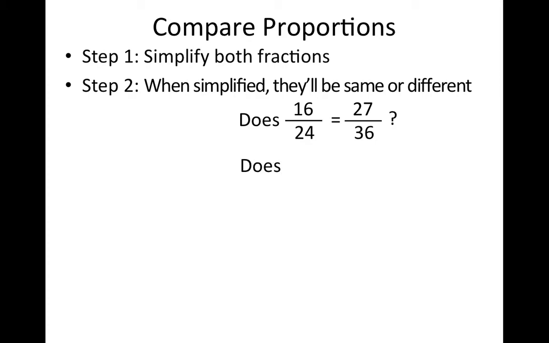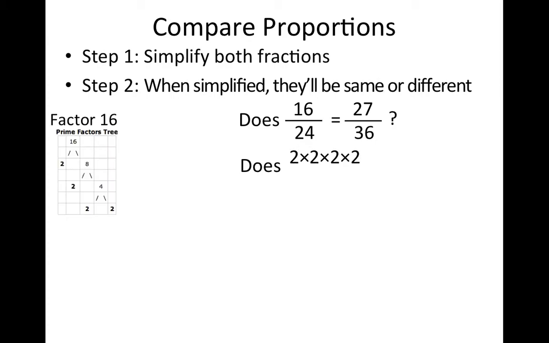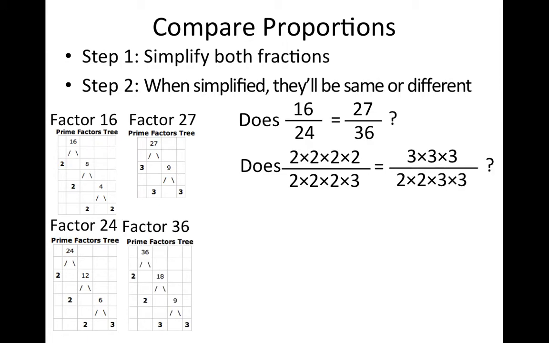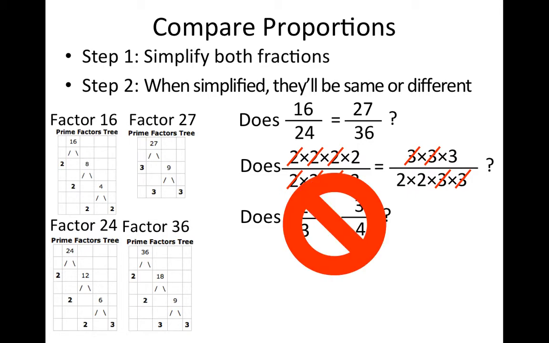Well, the first thing I do is I simplify both fractions. So I can rewrite that as: if I factor out 16 and factor out 24, does that equal what I get when I factor out 27 and factor out 36? I'm just in the process of simplifying both fractions. Now I cross out the common things, and I'm left with 2/3 on the left, and on the right I'm left with 3 on the top and 2 times 2 on the bottom, so that's 3/4. Does 2/3 equal 3/4? No, it doesn't. So does 16/24 equal 27/36? No.